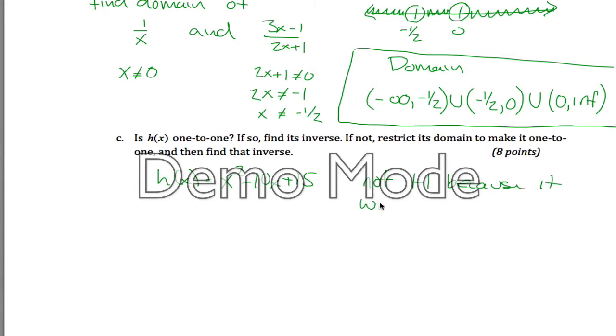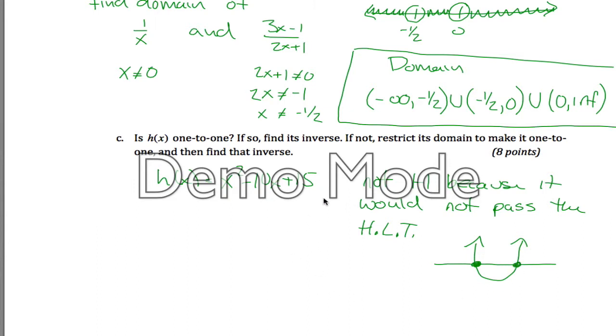because it would not pass the horizontal line test. The graph of this, maybe I won't even draw axes, looks something like this, and I can draw this horizontal line here that intersects it twice. So it's not 1 to 1, but I can make it 1 to 1 if I restrict its domain. To figure out what I should restrict its domain to, I have to complete the square. So completing the square, I get x minus 5 squared minus 25.